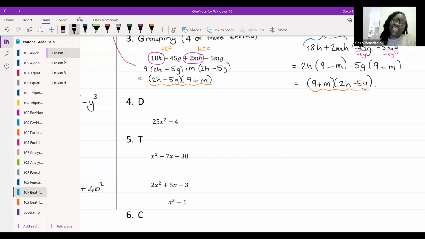Good. The next topic that we're going to talk about is the difference of two squares, or DOTS. We call it DOTS, but it's not actually dots. We just call it that.